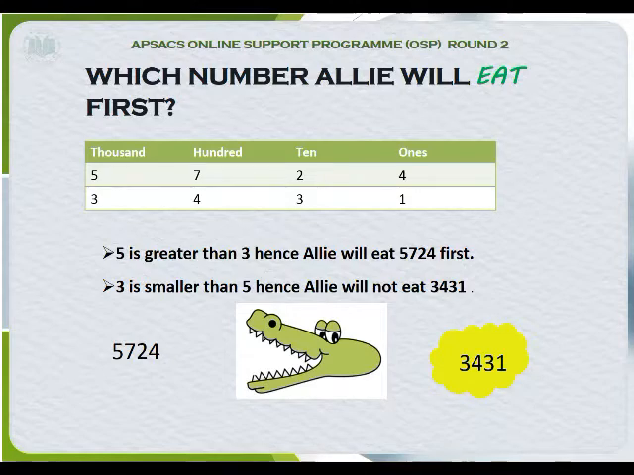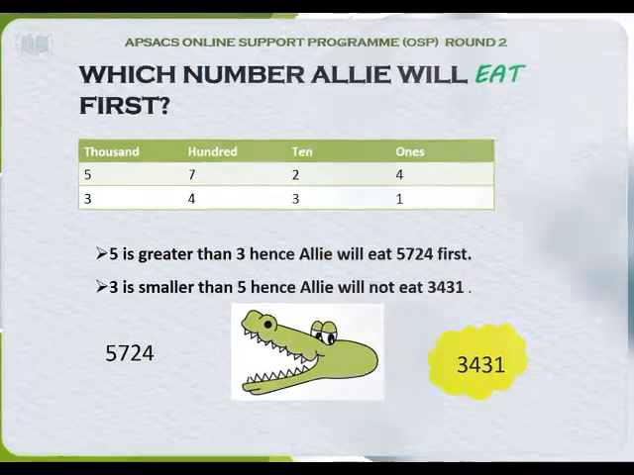5724. And 3 is smaller than 5. It means that Ellie will not eat 3431.